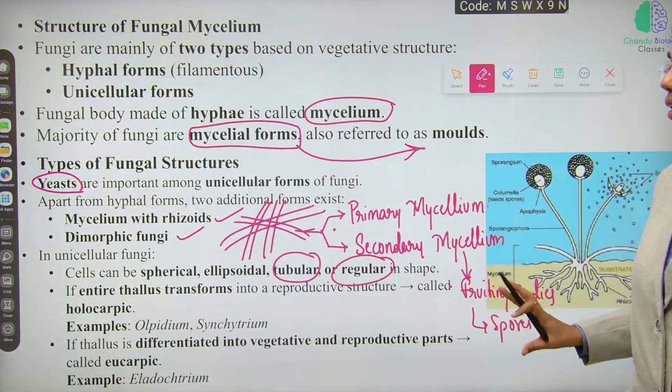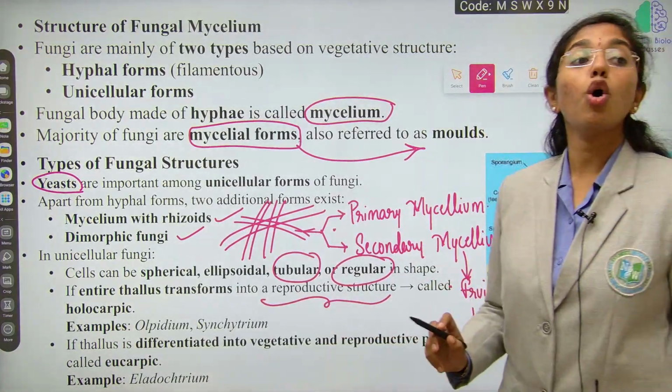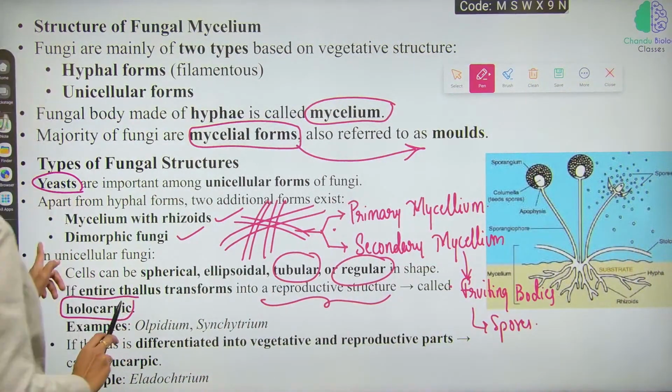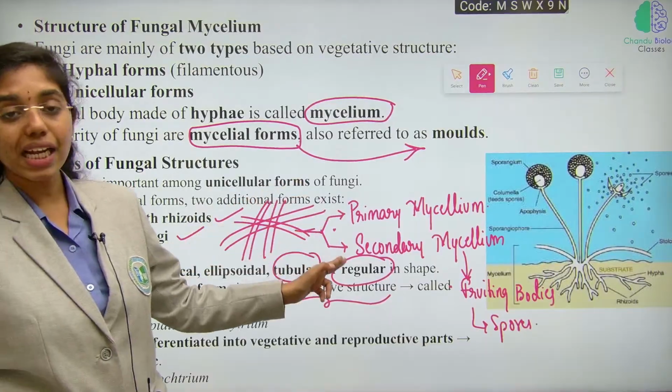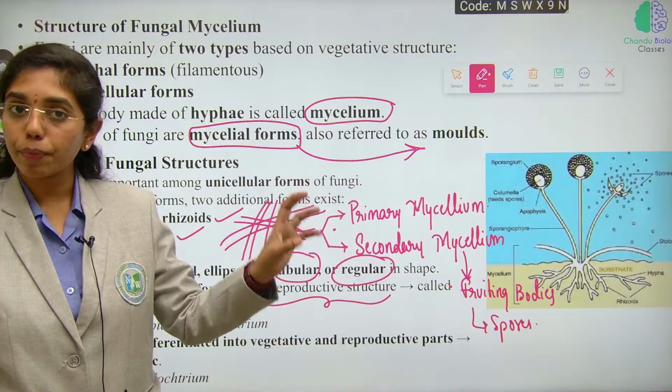In unicellular fungi, cells can be spherical, ellipsoid, tubular or regular in shape. If the entire thallus transforms into a reproductive structure, this is called holocarpic structure. Dimorphic fungi have both primary and secondary mycelium.